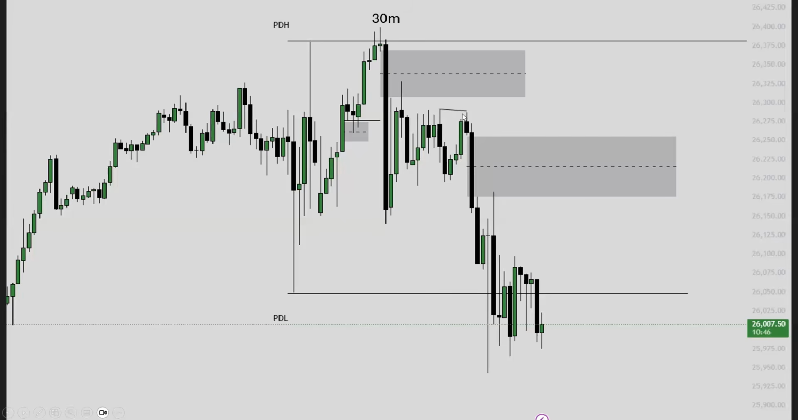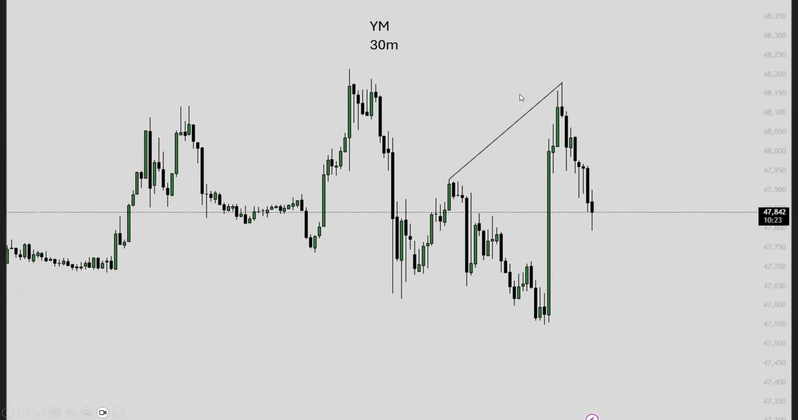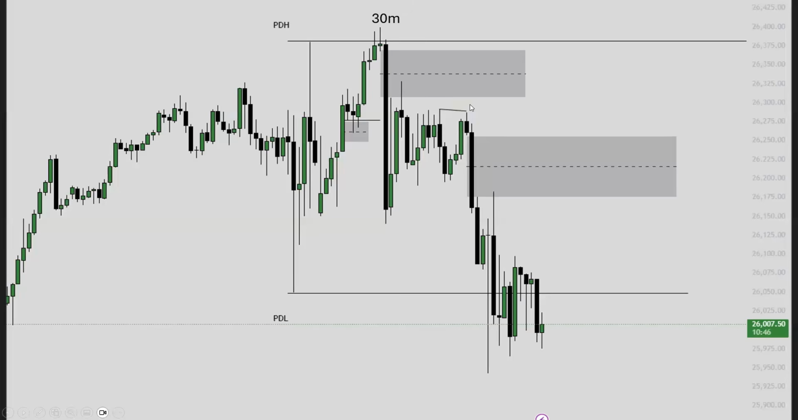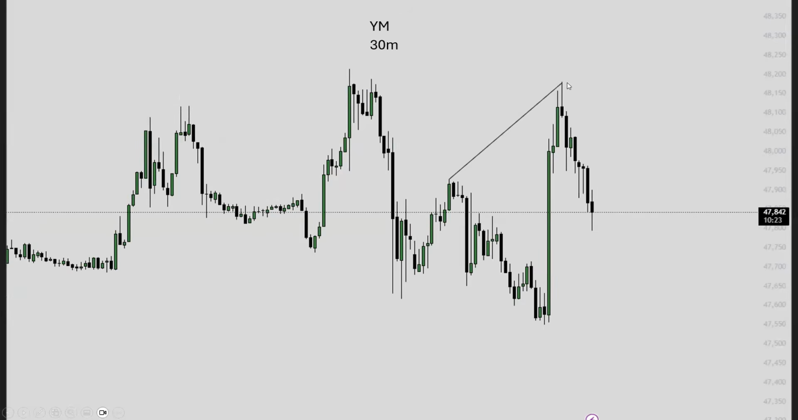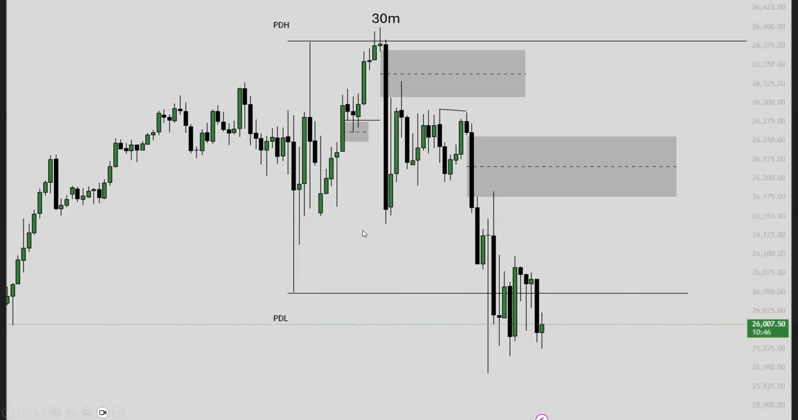This high never got swept. This high got swept on YM. So, yep, this high never got swept. It got swept. Push down lower. We sweep these lows out, and we sweep this low. We come back to internal. From internal, we go to external.